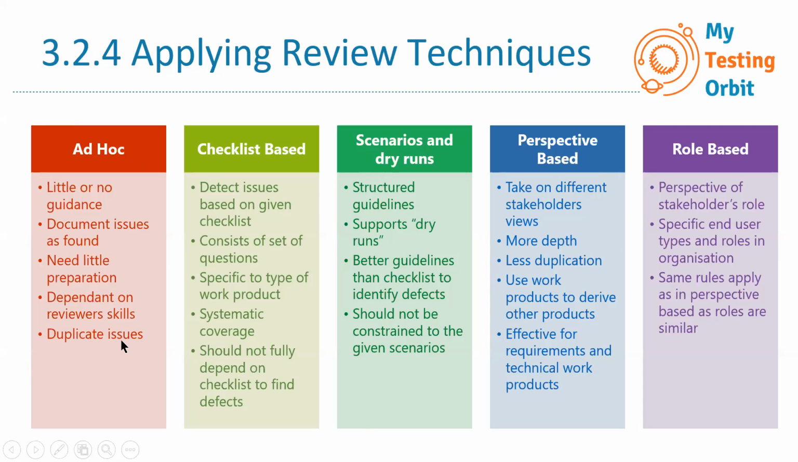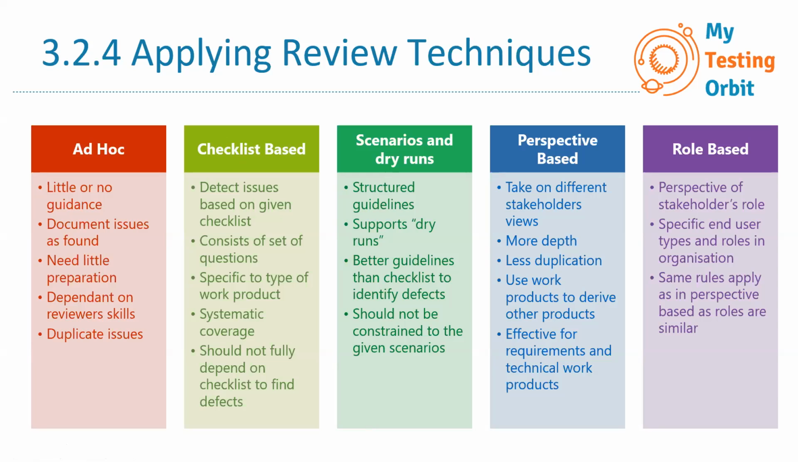Then duplicate issues. As it's ad hoc, it's not very formal, so duplicate issues might occur because of this review technique. Then the next one is checklist based. So a checklist is usually a document with a set of questions, and whoever is doing the review is basically going through those questions.